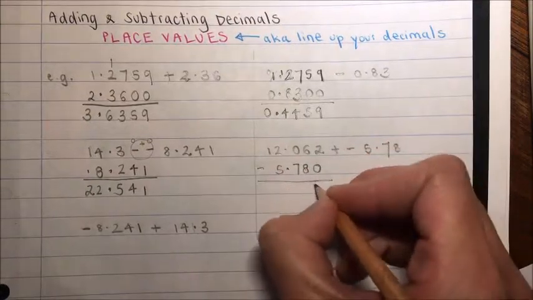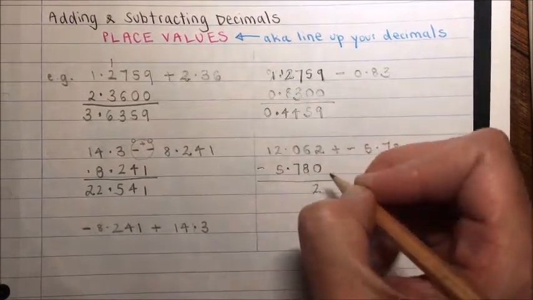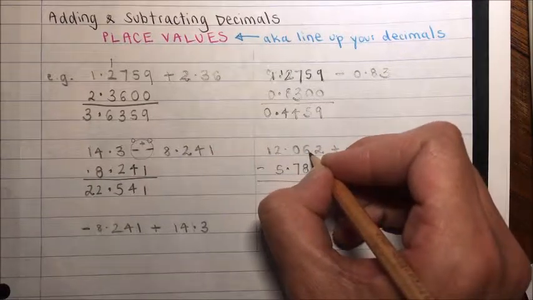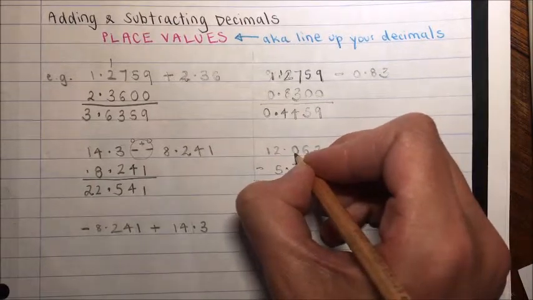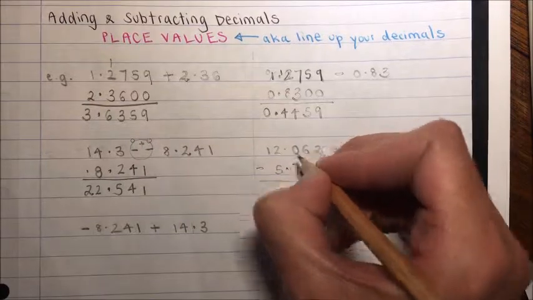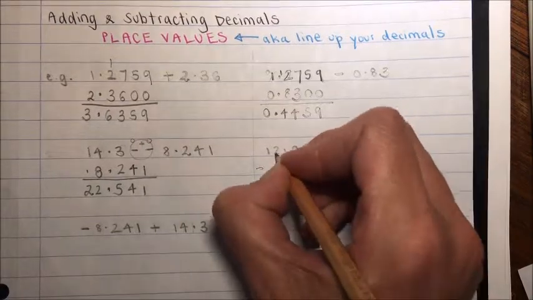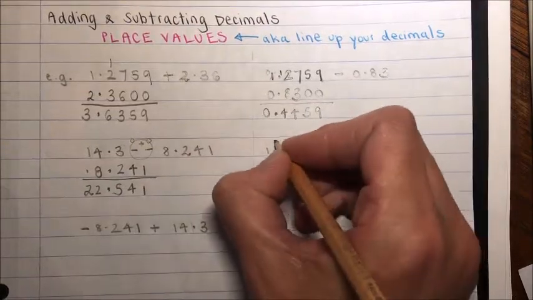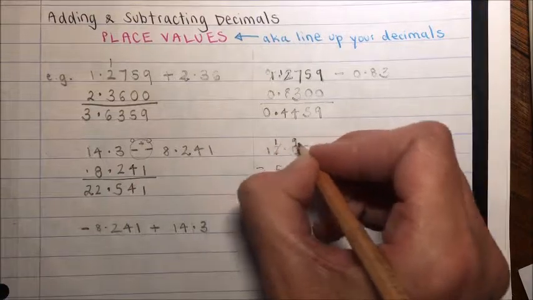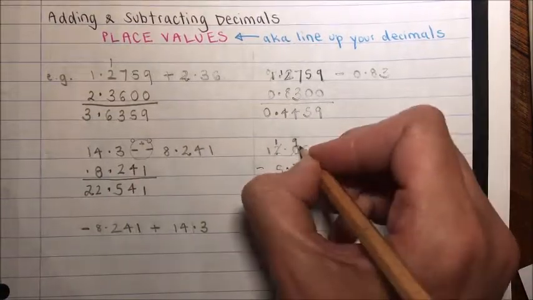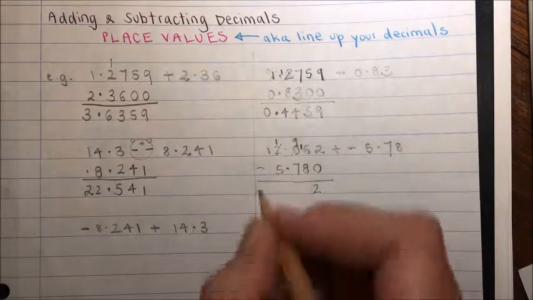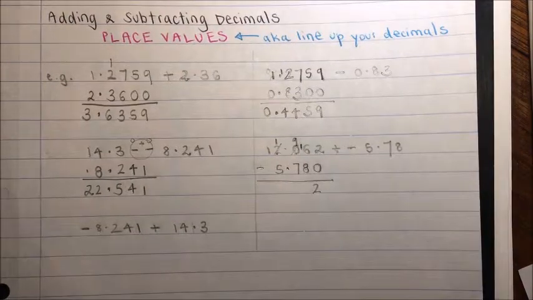So 2 minus 0 is 2. 6 minus 8 doesn't work. So I need to take 10 from here. Just a little reminder, when we do that and the number next door is a 0, it doesn't have anything to give you. You need to go all the way down to here, and you cross both of them out, and this one becomes 19. So 20 becomes 19, so you can steal their 10. 20 becomes 19 because you've stolen one of their tenths.